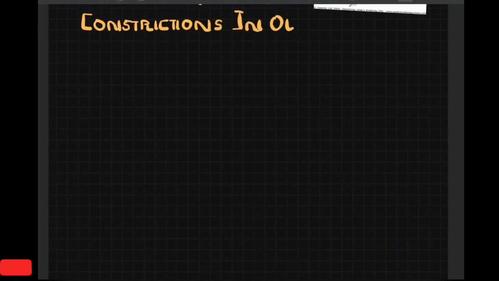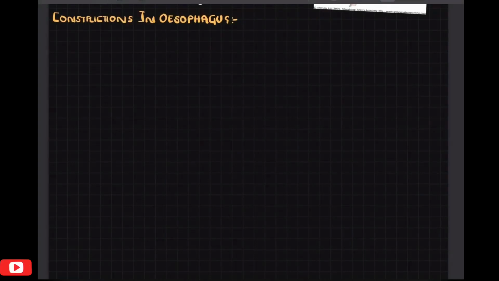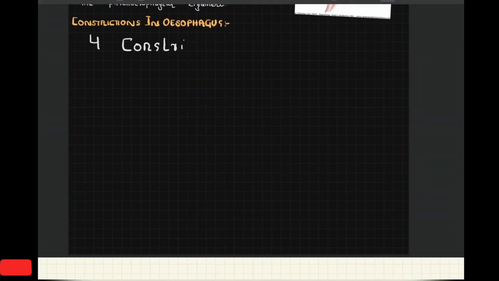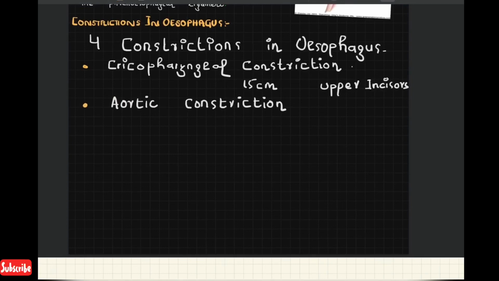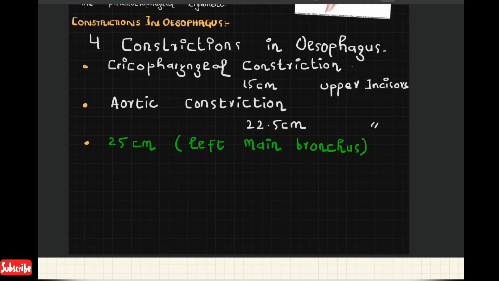The esophagus is not a straight tube, it is a flexible tube which can be compressed or narrowed at 4 different locations by the surrounding structures. And this makes 4 constrictions throughout the length of the esophagus. The first constriction is the cricopharyngeal constriction, the second one is due to the aortic arch, the third one is due to the left main bronchus, and the last one is at the level of the gastroesophageal junction.